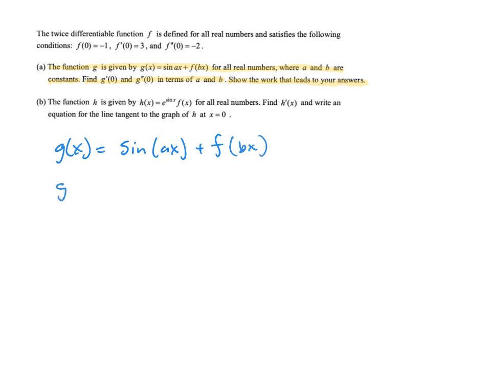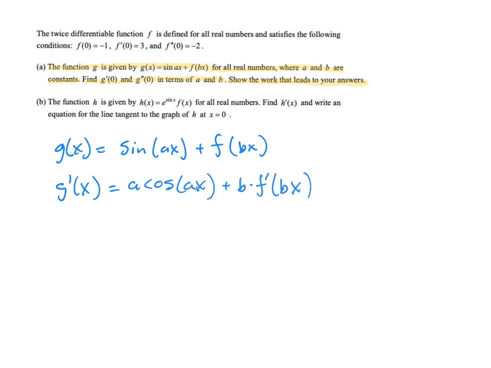So if I want to find out what g prime is, I'm just going to take the derivative here. The derivative of sine of ax is cosine of ax times a, because of the chain rule. Don't forget the doggone chain rule. So this is a cosine ax. And the derivative of f of bx is going to be the derivative of f of bx times b. So this is b times f prime of bx.